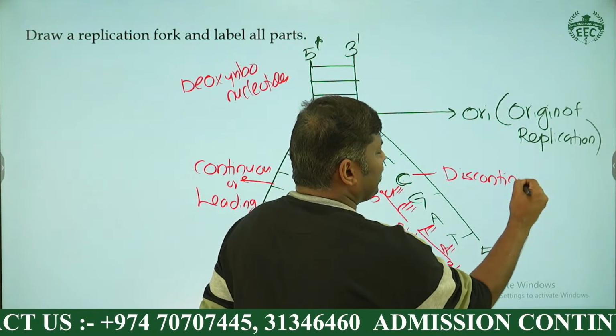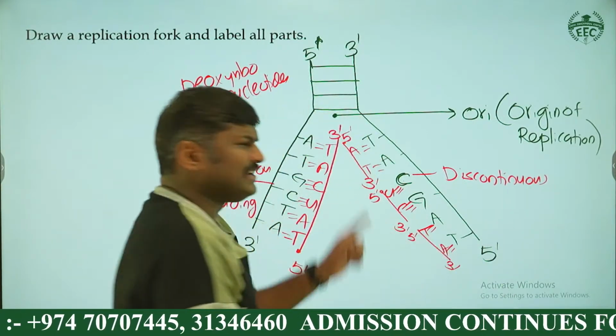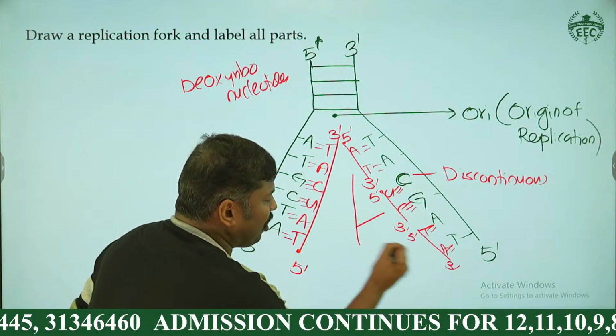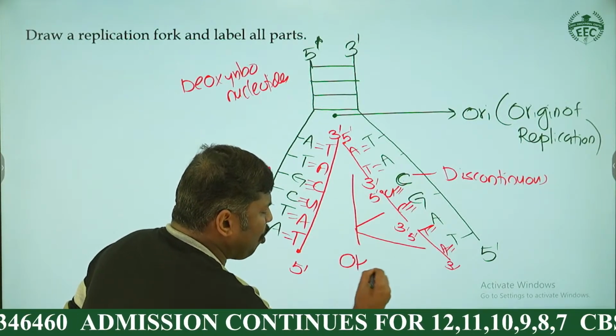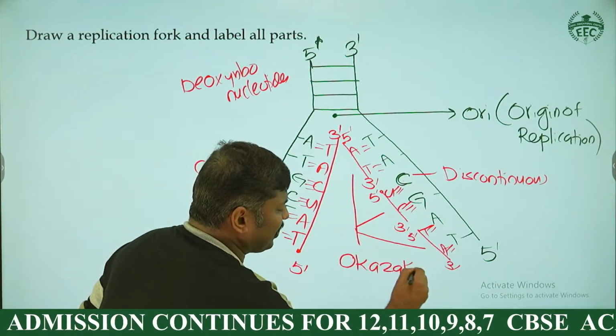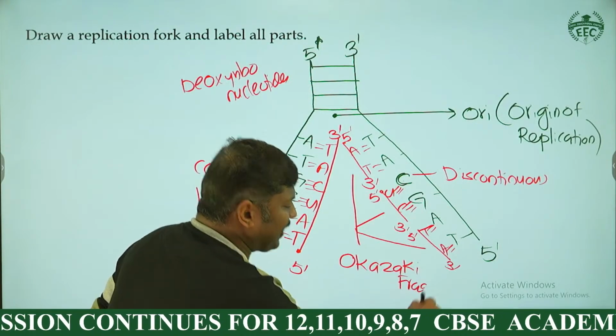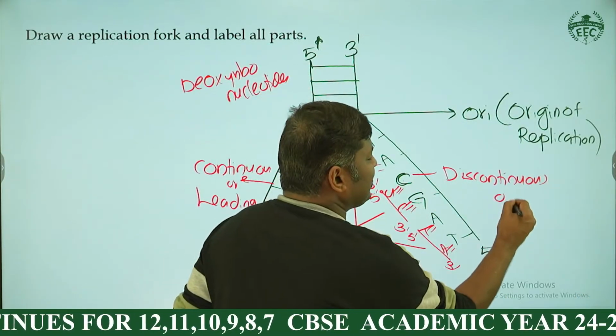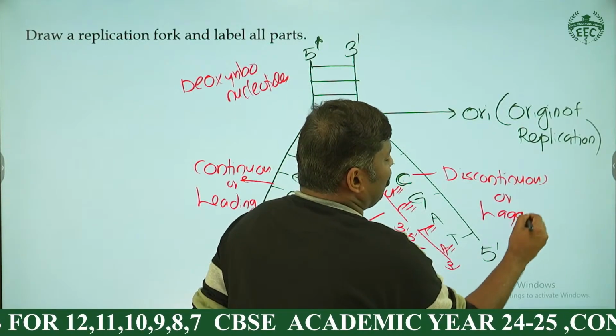Discontinuous strand, my dear student. It is called a discontinuous strand, and there is lagging because there are so many fragments. These fragments are called what? Okazaki fragments, my dear student. The fragments produced in the discontinuous strand, the lagging strand, are called Okazaki fragments.